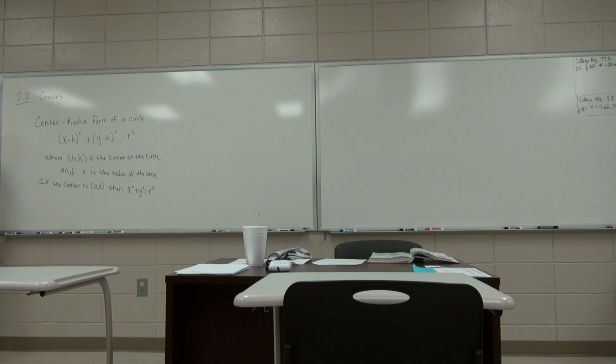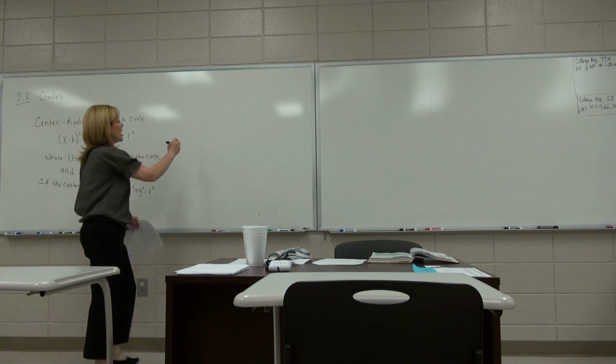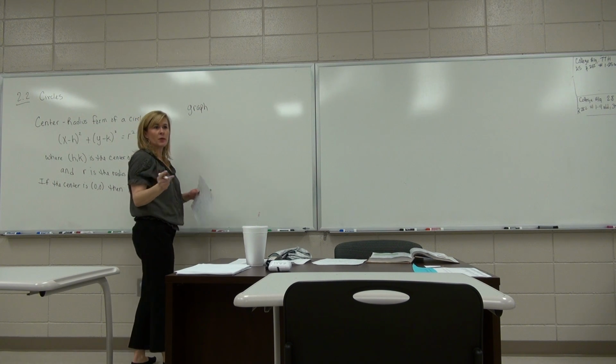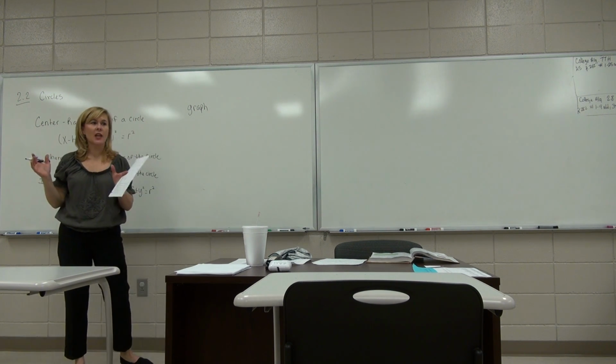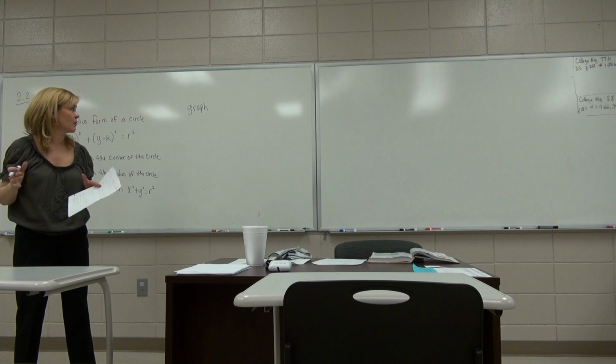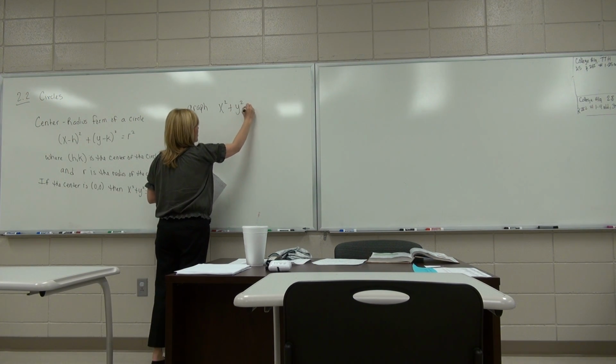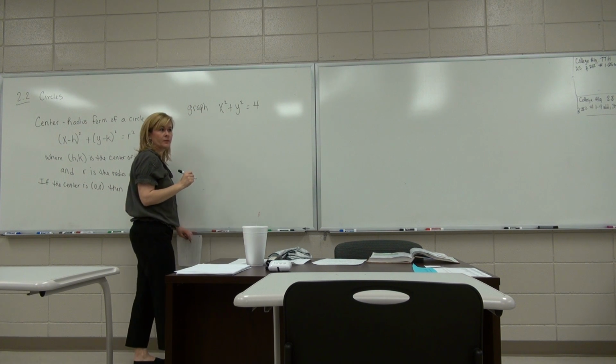Okay, everybody knows what a circle looks like. It's all the way around. So if you were told, let's say first, and you're not going to have to graph them, but you need to understand what the graph looks like so you know what we mean when we say the center and the radius. If you're told to graph, let's say, x squared plus y squared equals 4.